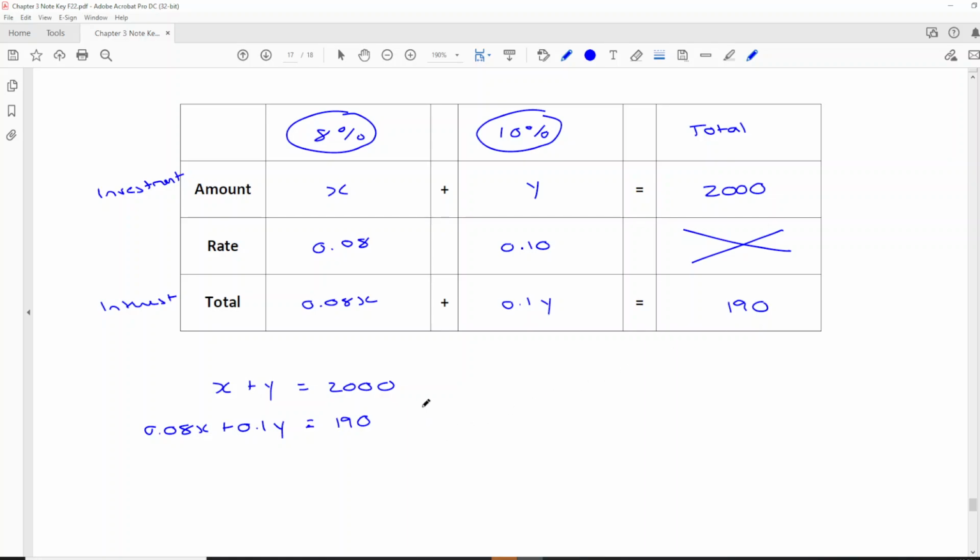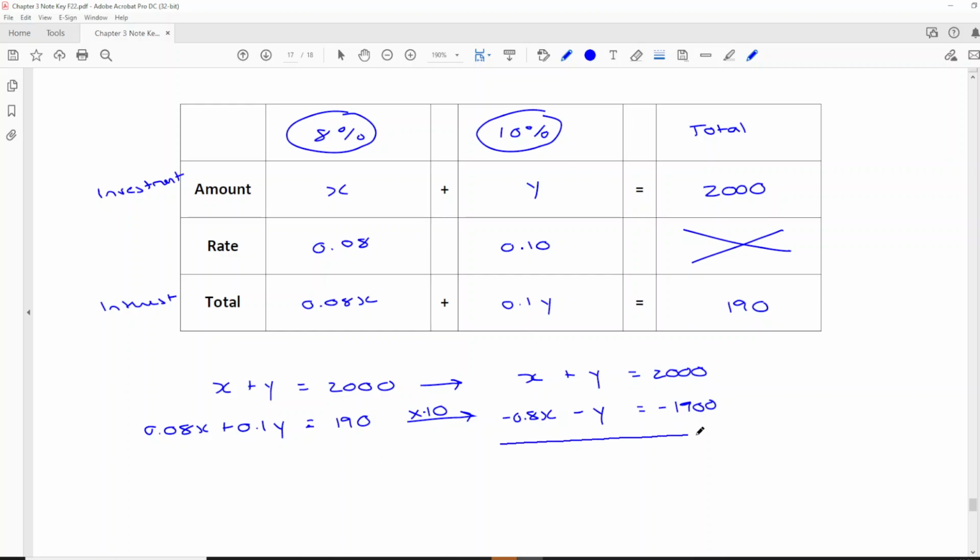So now to solve this, your choice, I'm going to solve this one by elimination because I've done a lot of substitution. I'm going to take this bottom equation and multiply it by 10 so that I can end up with 1y. Actually, if I multiply by 10, I'll get 1y, so let's multiply it by negative 10. So I'm going to get x plus y equals 2,000. And if I multiply this one by negative 10, I get negative 0.8x minus 1y is equal to negative 1,900. So I just took each of these numbers and multiplied it by negative 10.